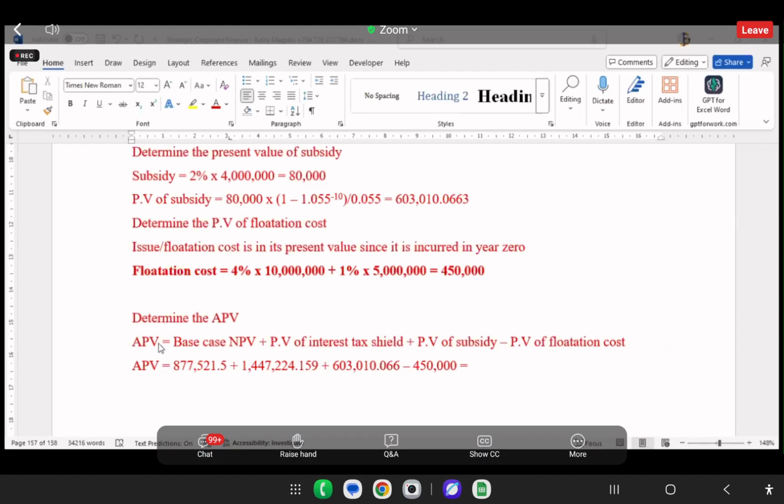Is the APV 2477? I see someone has written that. Is the APV 2477.755.725? Someone has written that. And please make sure that you check whether the present value of the subsidy is correct.